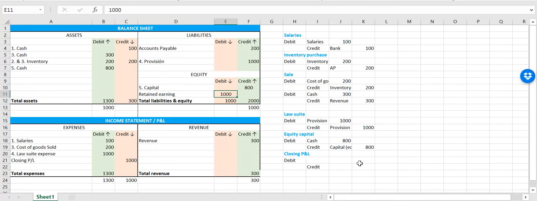So this is the basics I wanted to share with you. Remember, start with the easy entry, which is usually cash, and always, in everything we talk about in accounting, think in terms of debit and credit.